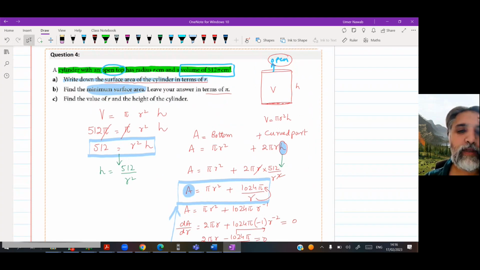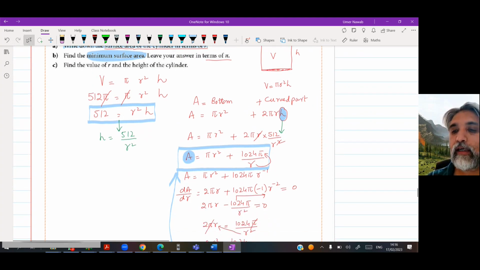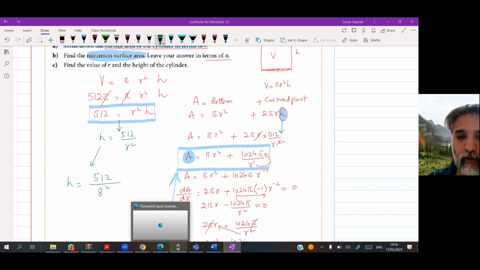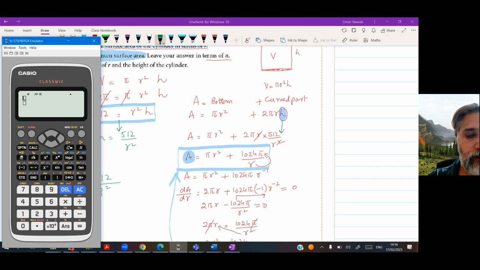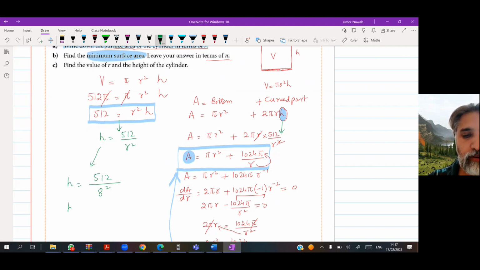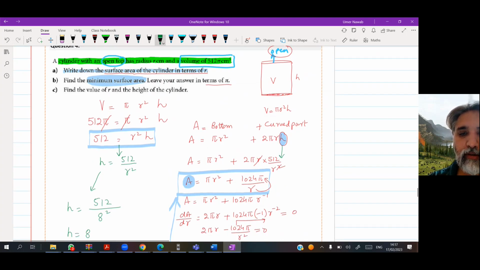Now the question said, find the value of R. Yes, we found the value of R and the height of the cylinder. Height of the cylinder can be found by substituting here. H is equal to 512 over the radius, which was found to be 8 squared. So I'm going to write 512 over 8 squared. It gives me 8. So height is also 8 centimeters, or whatever the units he has used.